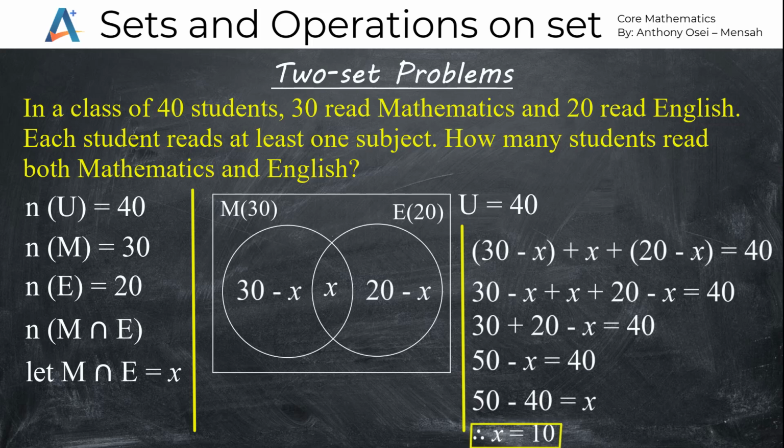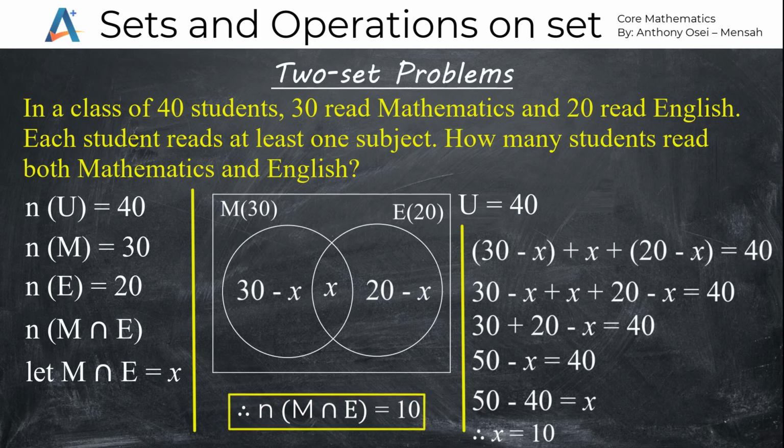Now if the value of X is 10, we can conclude that the intersection of maths and English is 10. We can also say, therefore, the number for M intersection E, maths intersection English, is 10. So we have 10 for the question they asked. The students who read both mathematics and English will be 10. That means 10 students read both mathematics and English.